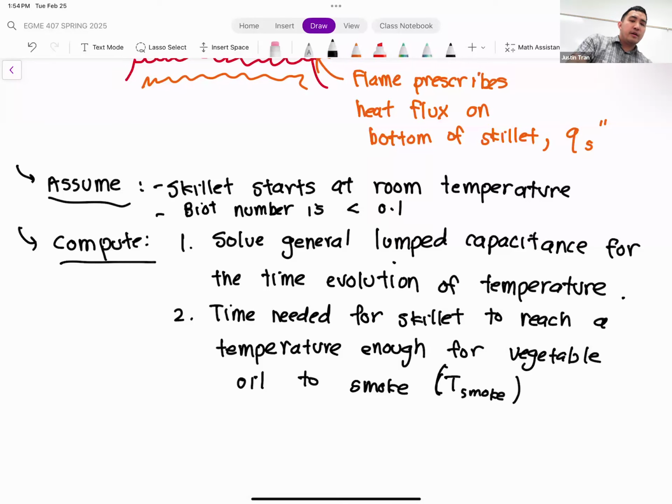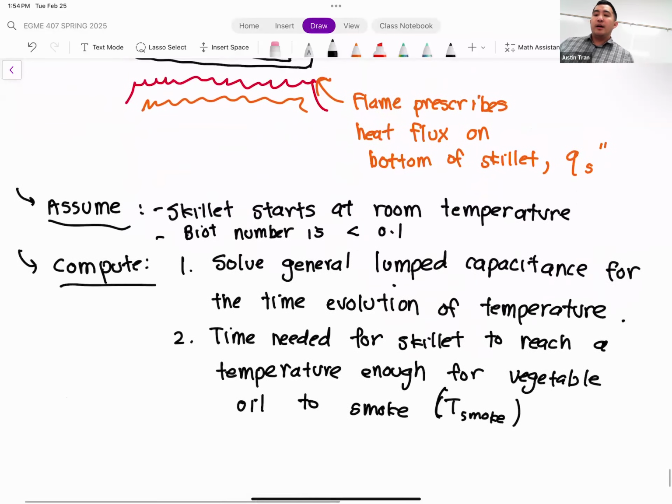Okay, so this is a pretty standard lump capacitance equation. So we're going to need to use our general equation because we do have a prescribed heat flux. But besides that, we're just going to continue as it is. Okay. Any questions on this example here?